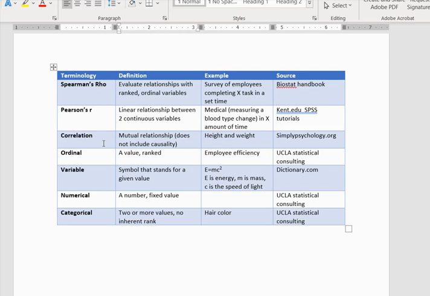So it's height and weight, but it doesn't necessarily mean that this is always going to be the case, right? There's a degree of significance in it. And then so forth for the ordinal, for the variables, for the numerical, for categorical. By the way, the three general types of variables are ordinal, numerical, and categorical.